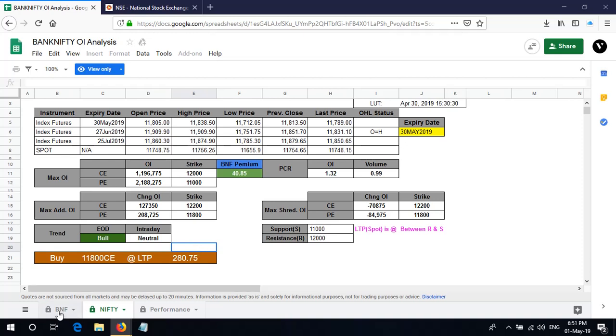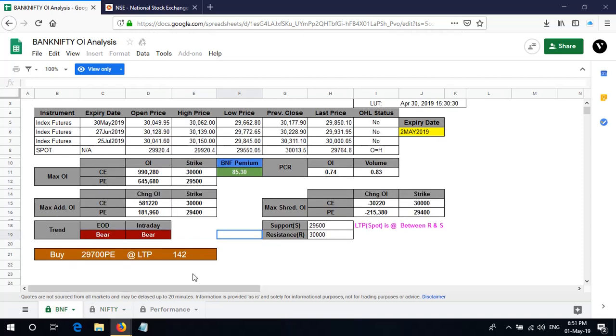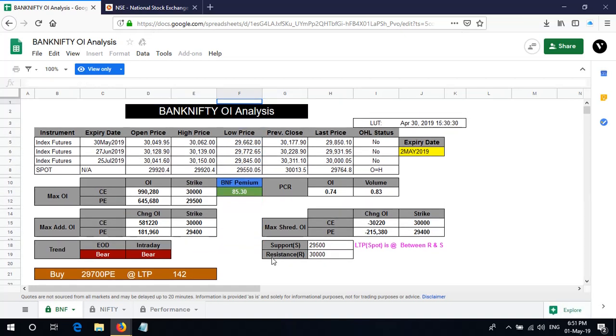And at the same time I have added one more sheet for Bank Nifty. Bank Nifty also has all three futures and the spot prices. Here is our OHL status, and here I am showing when it is updated. The data is taken from nseindia.com, so you have nothing to do with this updating. It will be updated automatically by Google itself.